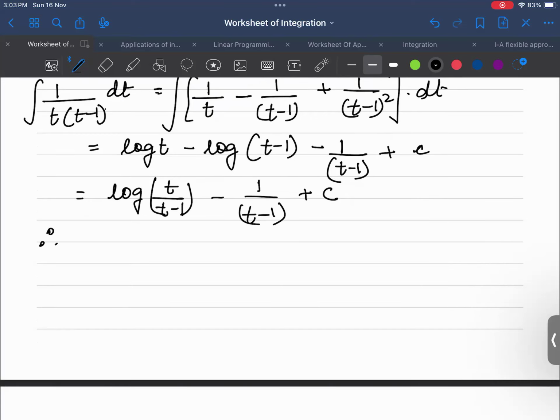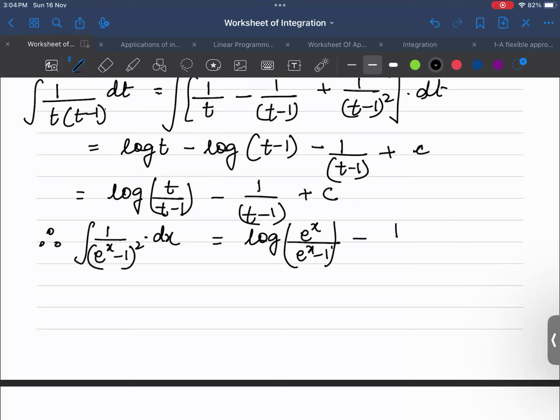Therefore, our answer for 1 upon (e power x minus 1) whole square dx would be log of e power x upon e power x minus 1, minus 1 upon e power x minus 1, plus c. So this is your answer.